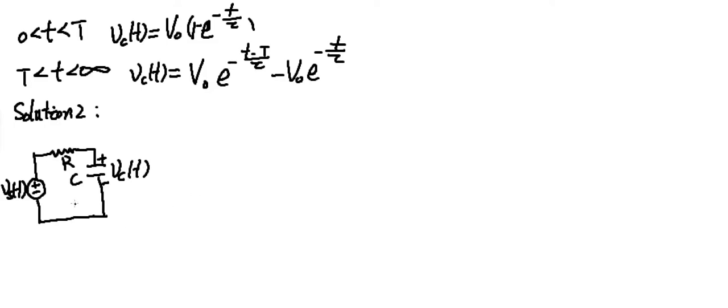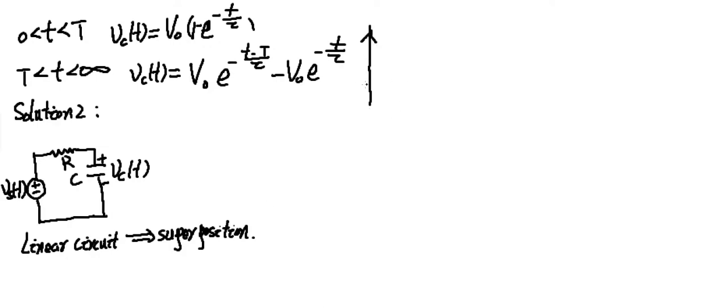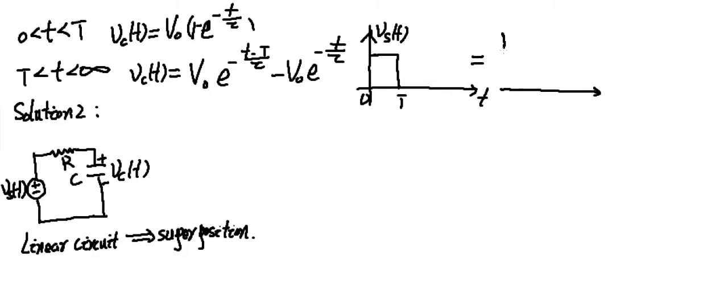So first of all, we notice that this is a linear circuit. And for a linear circuit, we can always use superposition. For this specific problem, let's look at the input. The input is a finite width pulse. It's easy to see that this type of input can be represented as a superposition of two step functions.